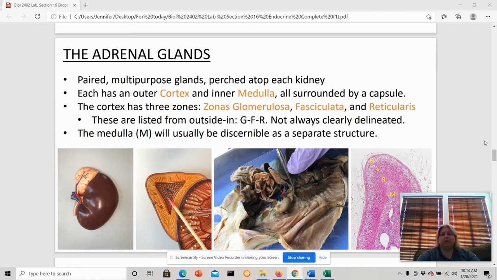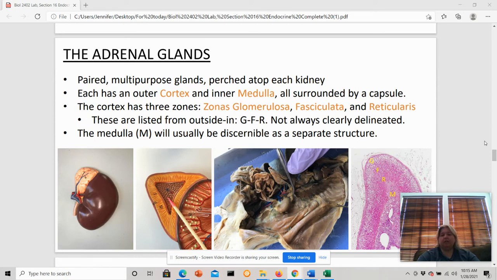So we have the adrenal glands, and what the adrenal glands are, they are 2 glands, and each one of them sits atop a kidney. And there is an outer cortex and an inner medulla. Just remember, the inner portion is the medulla, and then it's all surrounded by a capsule. Then the cortex itself has 3 zones: the zona glomerulosa, the zona fasciculata, and the zona reticularis. And from outside to in is GFR.